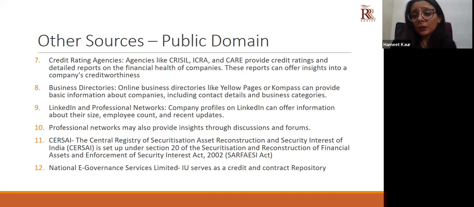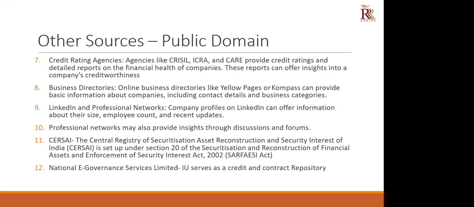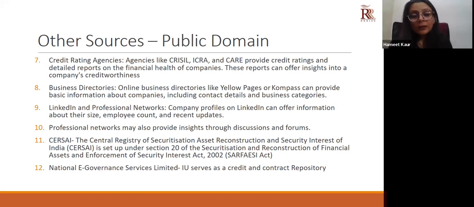Business directories like Yellow Pages or Compass, etc. They can provide basic information, including the contact details and business categories. LinkedIn and professional networks: a company's profile on LinkedIn can offer information about its size, employees, recent updates, etc. Professional networks, as we have already discussed, we can talk to our other groups. We can share the Form A, and then seek information if anyone has any information regarding that company. SARFAESI, under SARFAESI, we can go through the charges, etc.